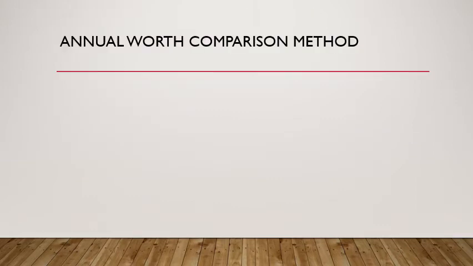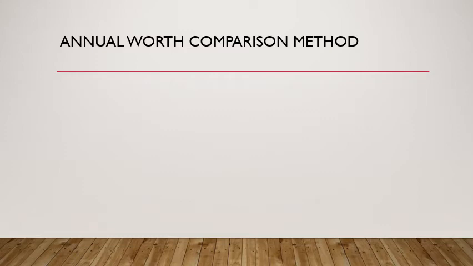Let us consider the annual worth comparison method. Till now we have been discussing two methods of comparison of alternatives. First one was the present worth method and the second one was the future worth method. In present worth method, we converted every cash flow into its present worth. In other terms, we calculated the discounted value of all the cash flows. In future worth, we converted every cash flow into its future worth. In other words, we calculated the compounded sum of each and every cash flow.